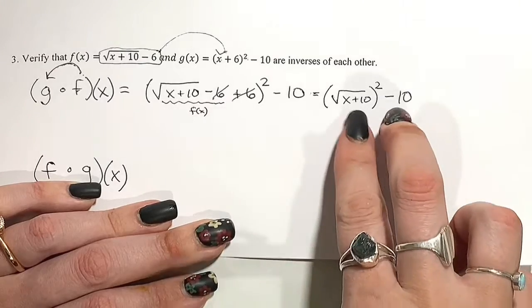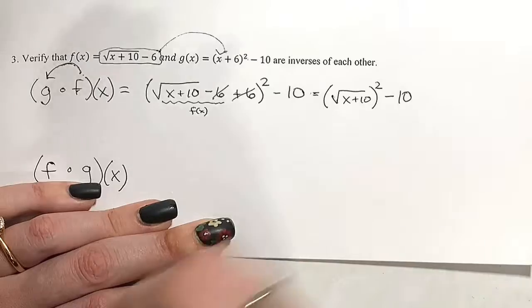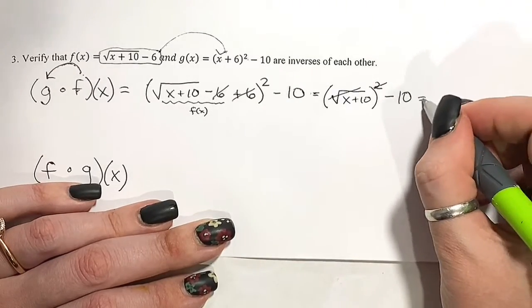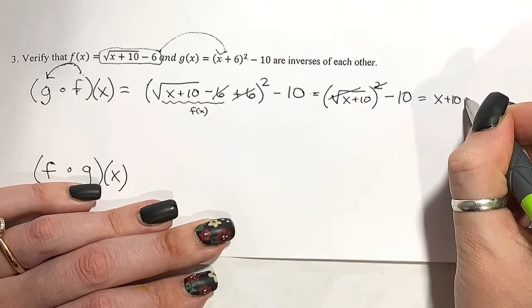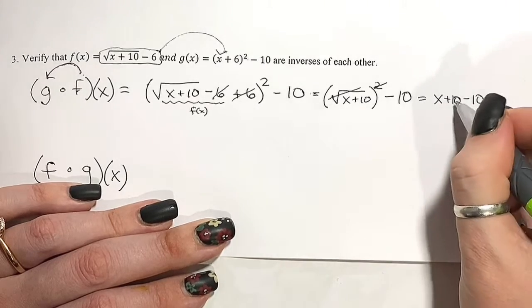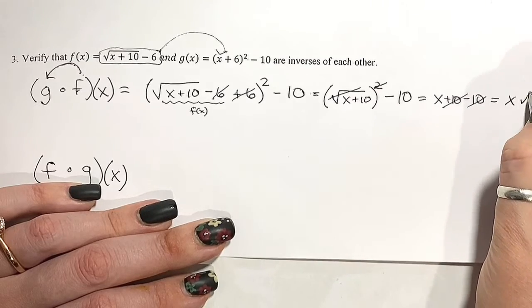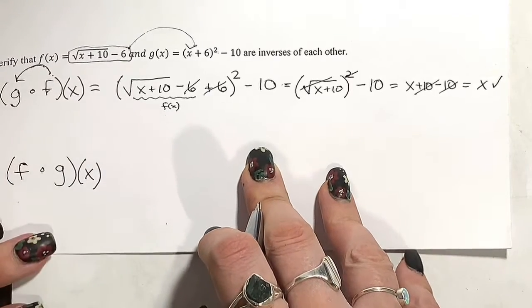So right now I can't cancel the 10's while I have this square root and this square. But luckily, this square cancels with the square root, and now the x plus 10 can come out, and I have the x plus 10 and then the minus 10. Now the 10's can cancel, and we get just the x back that we need. So we're good there. So now let's check the other direction.